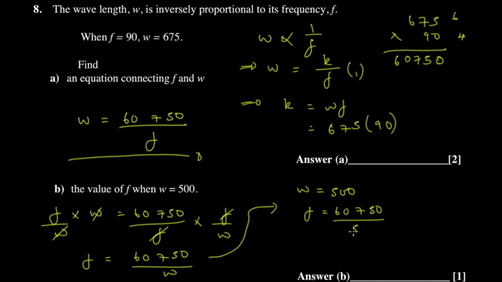So you get f is equal to 60,750 divided by 500. Here, if you are wise, you just multiply by 2 over 2. This one you get 150, and this one you get 12. So it'd be 12 here, and then 150 0, divided by 1000. You can also do the direct division, 60,750 divided by 500. You should get the same answer.